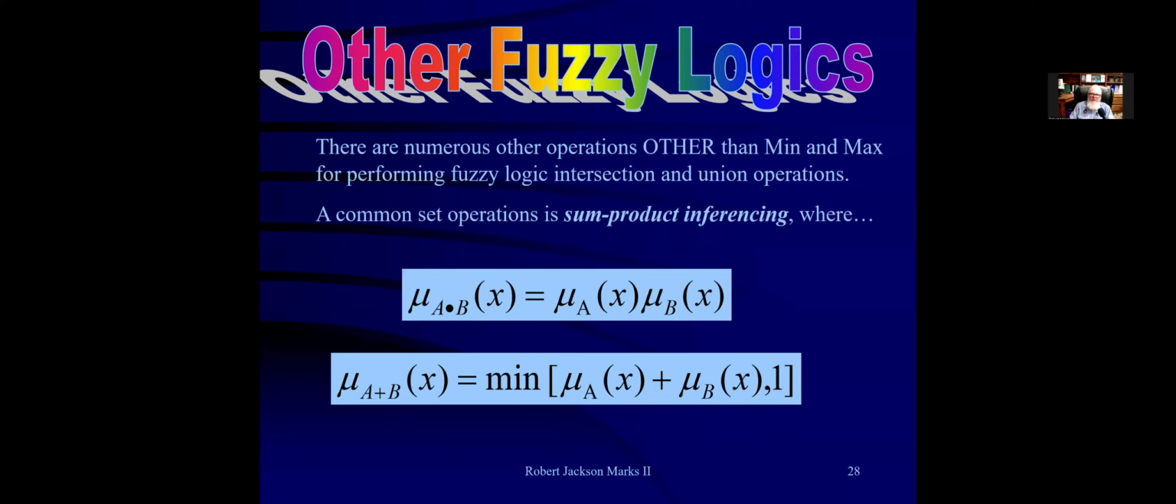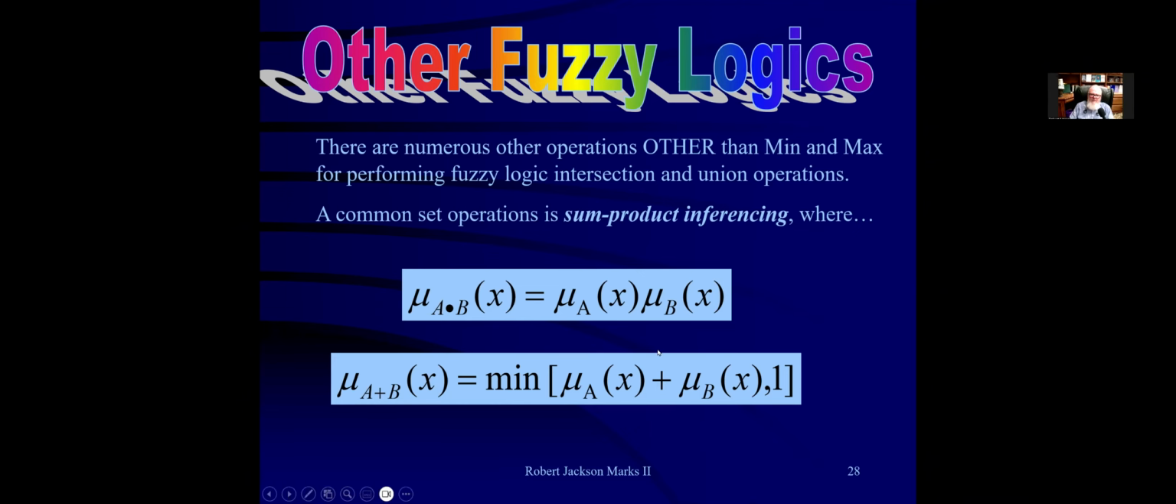Now, there are numerous other operations other than min and max for performing fuzzy logic operations, for example, intersection and union operations. One, for example, is simply multiplying the two functions together. Now, what we've seen before is that the membership function for A and B was equal to the minimum of the membership functions for A and B. Somebody else came along and said, we can multiply these two things too, and we get kind of the same sort of result. We don't have to take the minimum, we can just multiply the two.